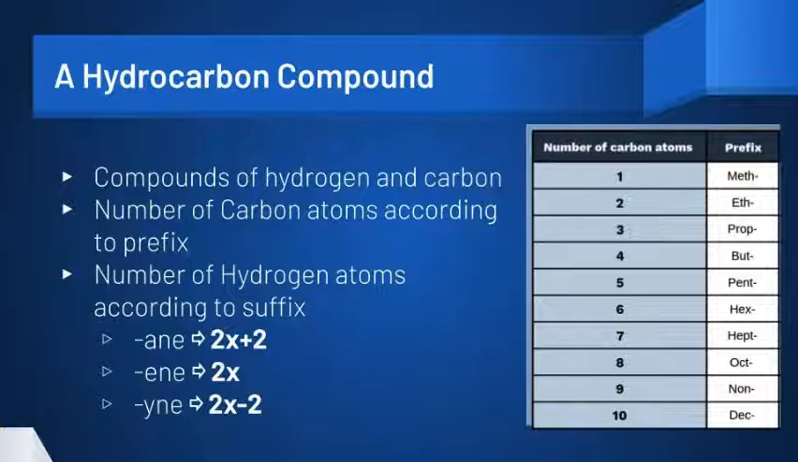It is also important to remember the prefixes for hydrocarbon compounds. Hydrocarbon compounds, like said in their name, are compounds of specifically hydrogen and carbon. The prefixes that we have in the chart to the right here list the number of carbon atoms. The number of hydrogen atoms are proportionate according to the suffix. If the suffix is "-ane," the number of hydrogen atoms in a compound would be 2 times that of a carbon atom plus 2. If the suffix was "-ene," the number of hydrogen atoms would be 2 times carbon. If it ended in "-yne," it would also be 2 times carbon, but minus 2.